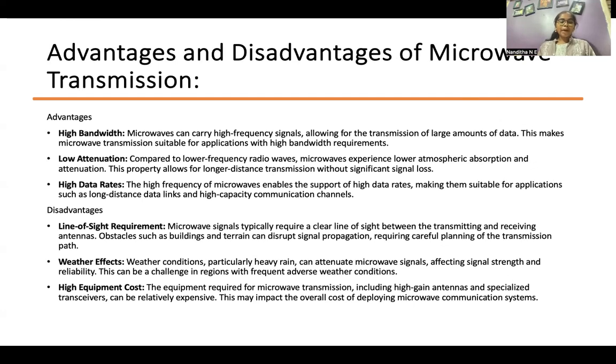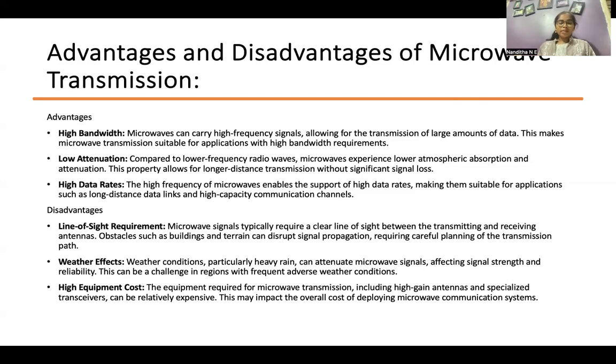Advantages: high bandwidth. Microwaves can carry high frequency signals, allowing for the transmission of large amounts of data. This makes microwave transmission suitable for applications with high bandwidth requirements. Low attenuation. Compared to low frequency radio waves, microwaves experience lower atmospheric attenuation. This property allows for longer distance transmission without significant signal loss.